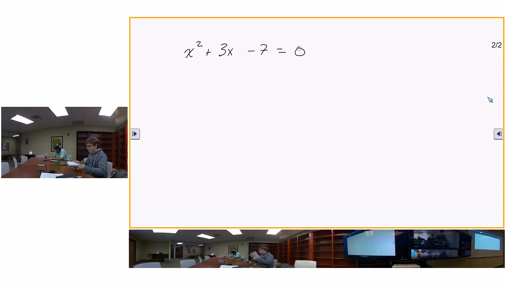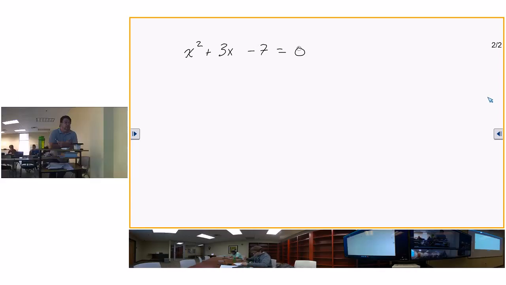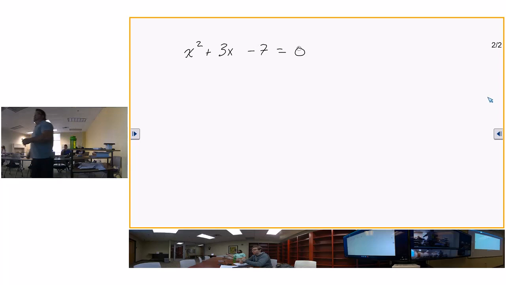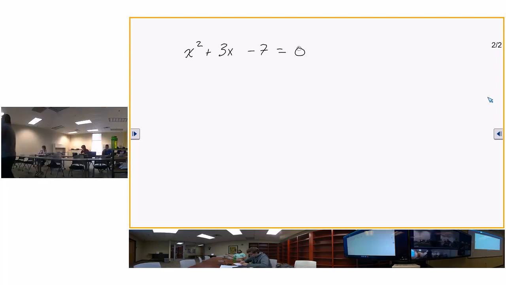Do you turn it into a decimal? Hell no, because then you have to rely on what? And the whole purpose of learning completing the square is so you don't have to depend on a calculator. You have to use your brain.